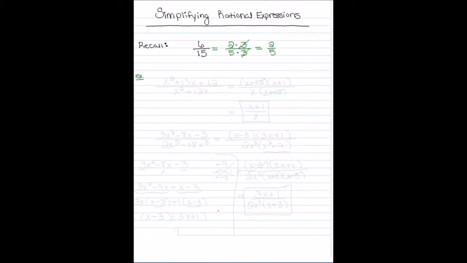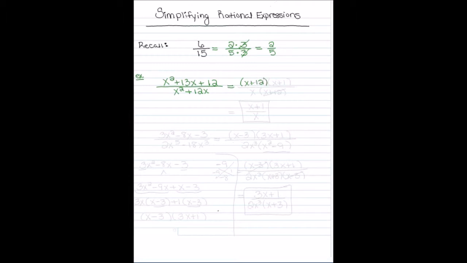A rational expression works in the same way. So let me write an example down and let's approach it the same way that we would approach a fraction. I have x squared plus 13x plus 12 over x squared plus 12x. Now, to start out this problem, let me factor the top and factor the bottom.